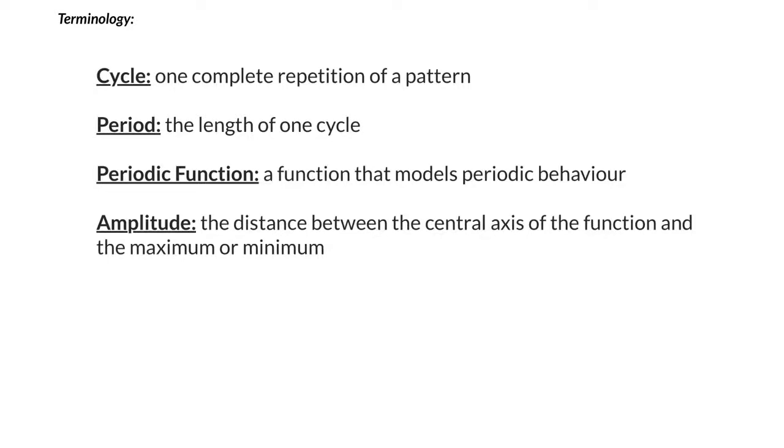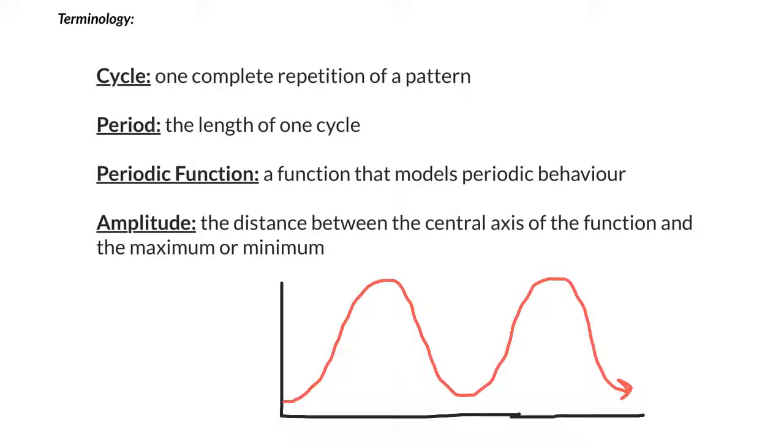And the amplitude refers to the distance between the central axis of the function and the maximum or minimum. For example, if my periodic function looked something like this, this would be my central axis. It's the line over which the function alternates back and forth. So the distance between the central axis and the maximum point is my amplitude. And it's the same distance as that of the central axis to the minimum point. Those are both the same value, and that's called the amplitude.